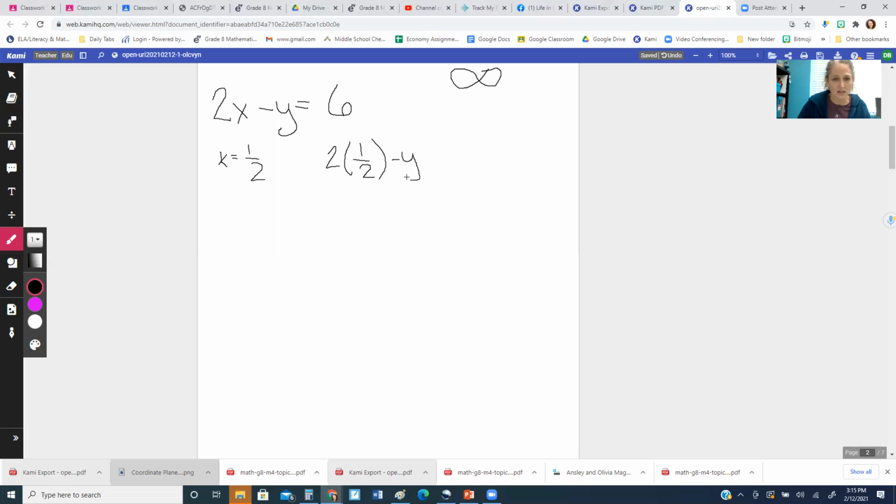So 2 times 1/2 minus y equals 6. Can I solve for y? Yeah, I can totally do this. 2 times 1/2 is 1. That was awfully convenient. I may have chosen this on purpose. 1 minus y equals 6.